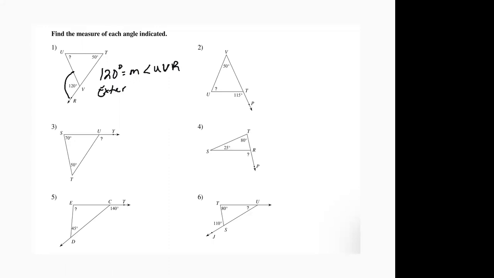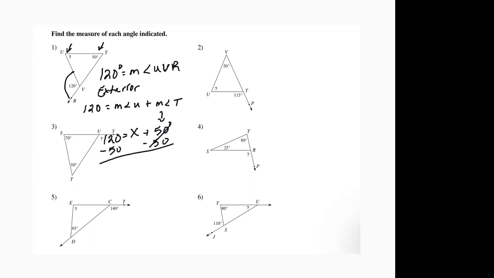Now, that exterior angle, that 120, is going to equal whatever this is plus whatever this is, okay? So 120 is going to equal the measurement of angle U plus the measurement of angle T. Well, we know angle T is 50 degrees, right? And angle U, I don't know what that is, I'm just going to call it X, is equal to 120. So to figure out X, I'm going to subtract 50 from both sides. So 120 minus 50 is 70. So this angle is 70 degrees.